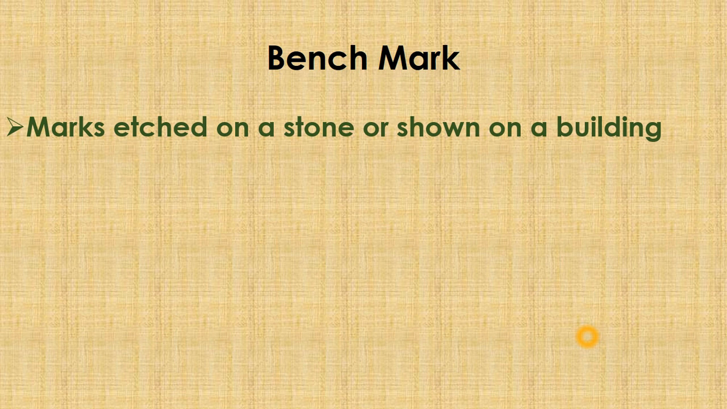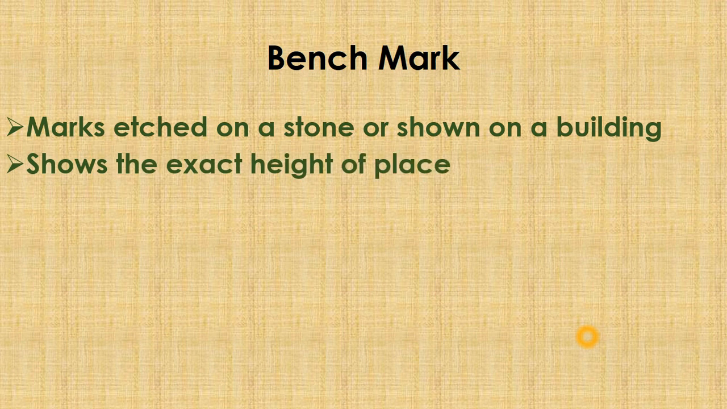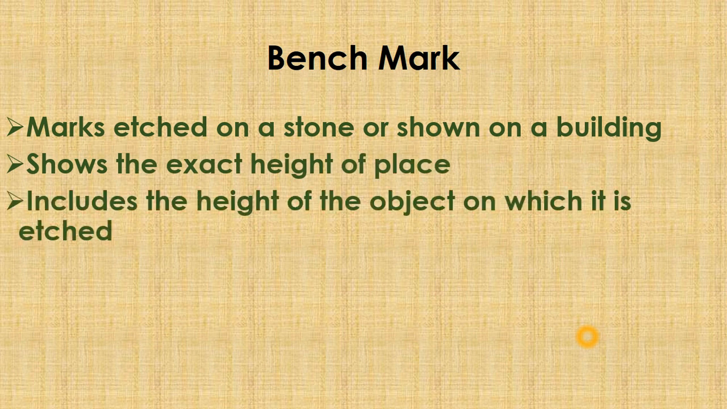Now it is actually etched or engraved or written on a stone or on a building, right? So if you go to a place where you can see a benchmark mentioned in a map, you can actually see it written on the ground over there. So it shows the exact height of that place, and not only that, it shows the exact height of that place including the height of the object on which it is written. So imagine it is written on a concrete structure, and that structure is 1 meter high. The height shown there includes the height of that concrete structure also.